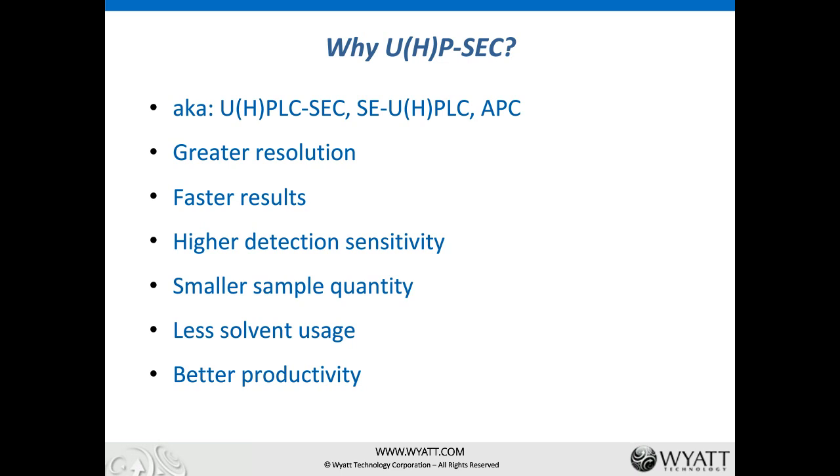UHP-SEC uses columns packed with small particles. As Stephen discussed, it will give much greater resolution in a fraction of the time. The peaks are much sharper, so the detection sensitivity is also enhanced. The column dimensions are smaller, both inner diameter and column length, so that will use less sample and less mobile phase. So overall, UHP-SEC productivity is much enhanced.